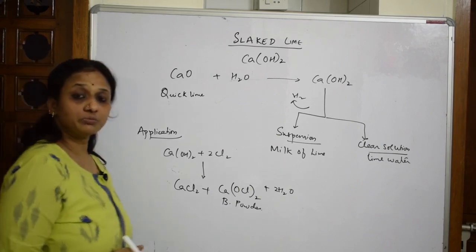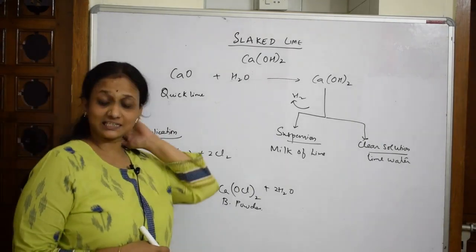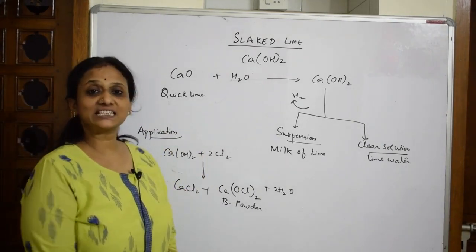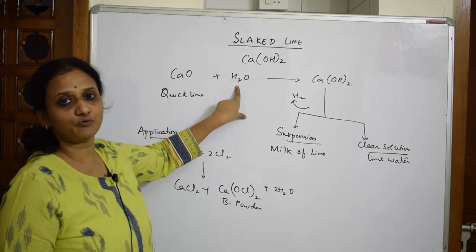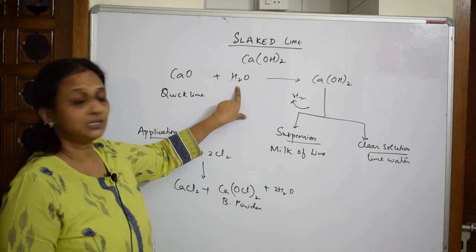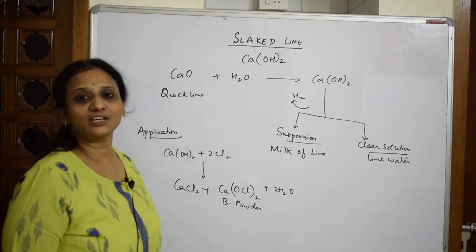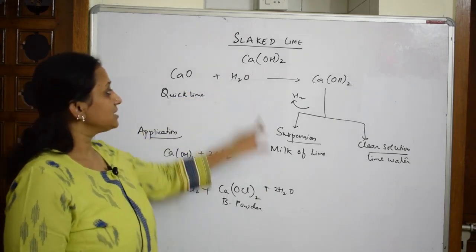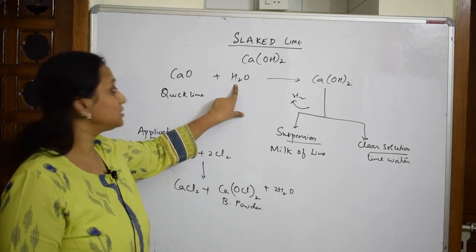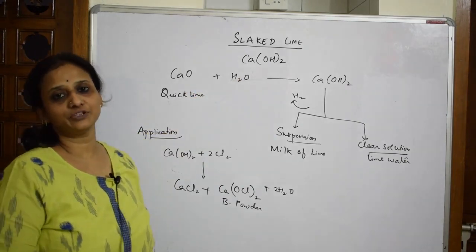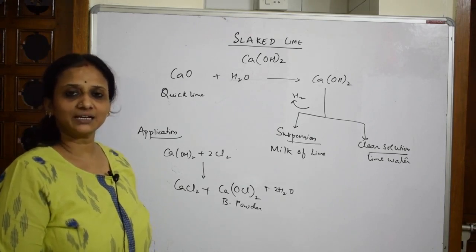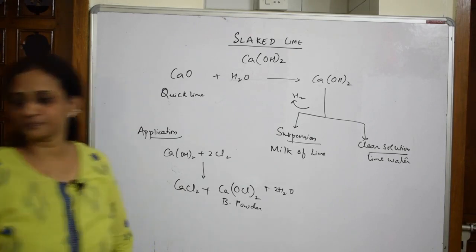One more thing you should remember in slaked lime is slaking of lime. If they ask you what is slaking of lime, it is an addition of water. That is a limited addition of water to quicklime is called slaking of lime. Remember that once again. It is a limited addition of water to quicklime is called slaking of lime. That is a simple definition. Remember that. So let's come back and do POP preparation.